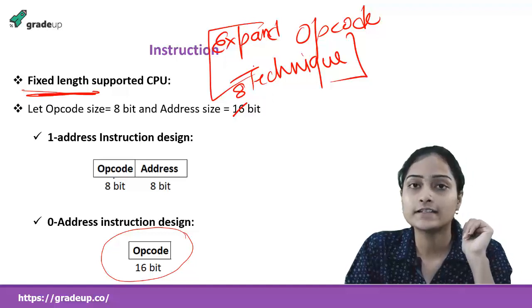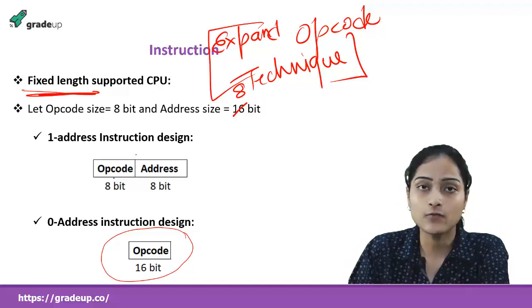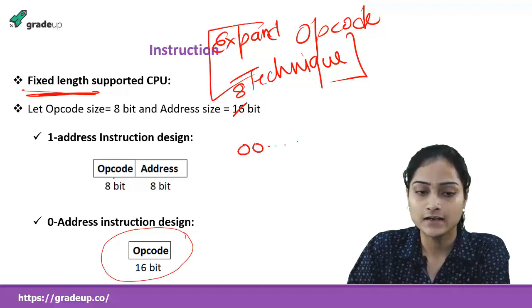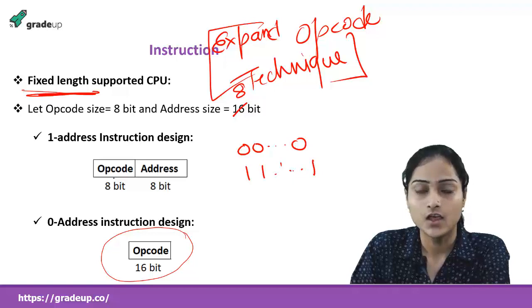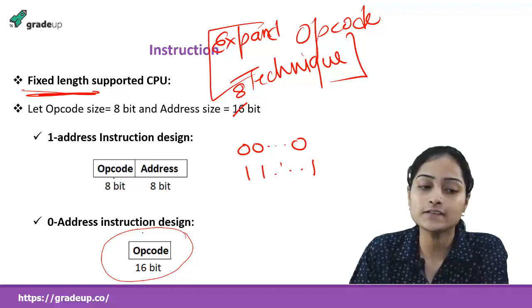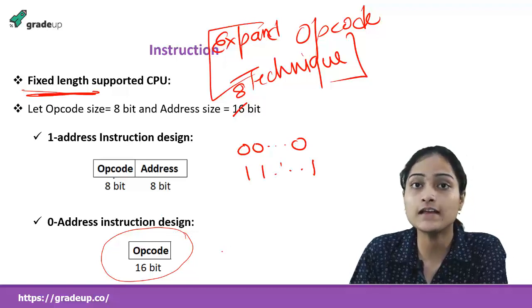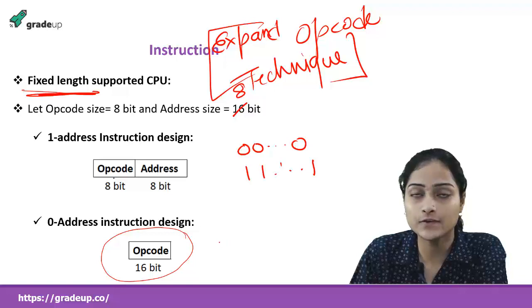Okay, what this technique is going to do, suppose you have 8 bits of opcode. So the possibilities range from 8 zeros to 8 ones. These are the possibilities for your opcodes. But for a zero address instruction design, you need an opcode of 16 bits. So how are you going to design such an instruction?